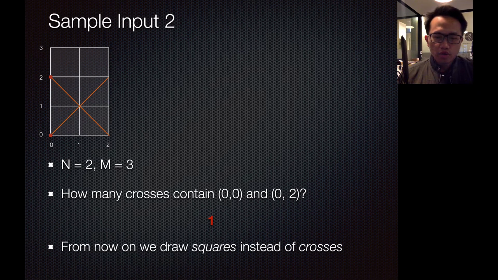From now on, we're going to draw squares instead of crosses. Squares are a lot easier for me to draw. But squares, crosses, they're the same thing. Just two sides of the same coin.